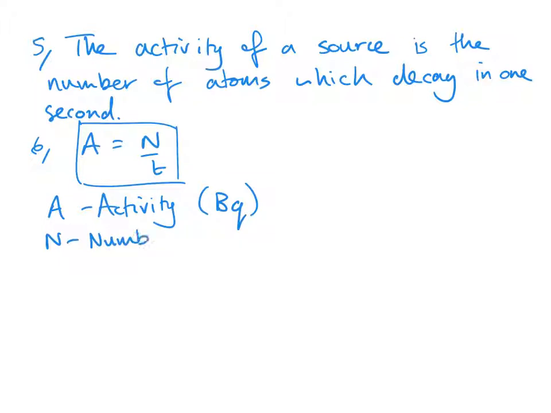N is the number of atoms which decay. And T is the time, but it's got to be measured in seconds because we've defined activity as a number of atoms which decay in 1 second. N, the number of atoms, is one of the few things that we'll come across which doesn't have any units, it's just a number.